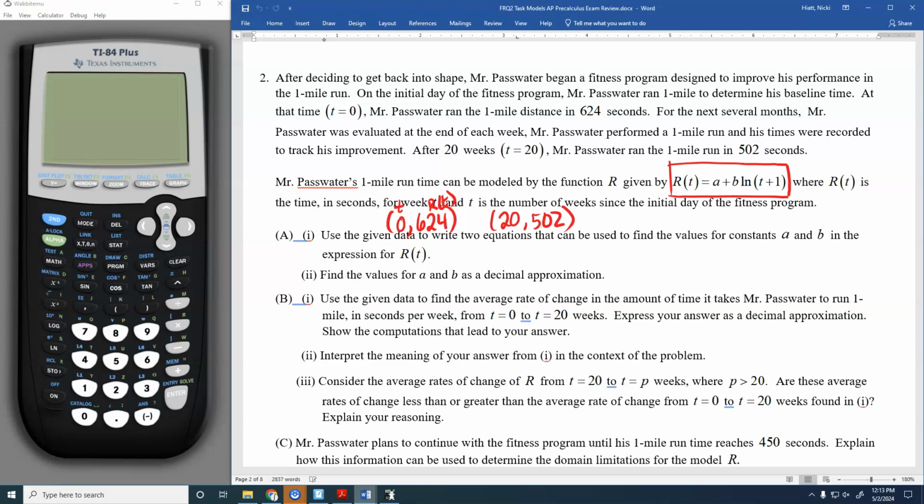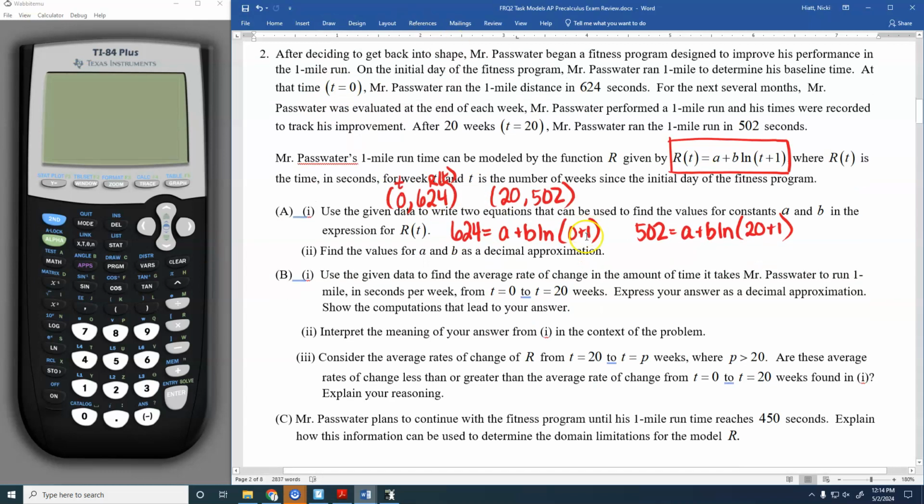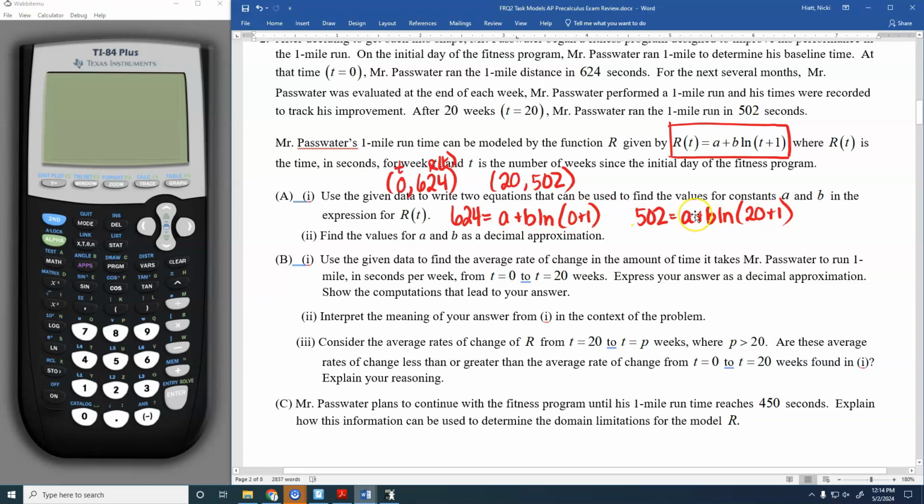All right, so for that first equation, r of t is going to be 624 equals a plus b natural log of t is 0, so it's going to be 0 plus 1. And then for the second equation, you're going to have 502 equals a plus b natural log of 20 plus 1. On this problem, if you try to use a regression, you'll find out really quick that you can't do it because it is going to give you an error when you try to do a natural log of 0, which you can't do. Okay, everybody okay here setting this up?